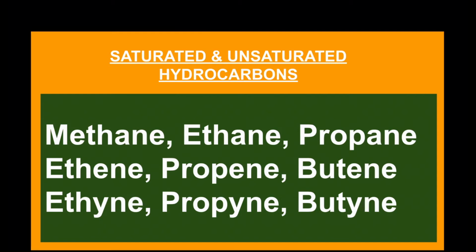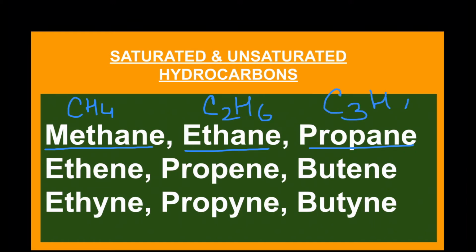So there are three examples of saturated hydrocarbons: methane, ethane, and propane. Methane CH4, ethane C2H6, propane C3H8.